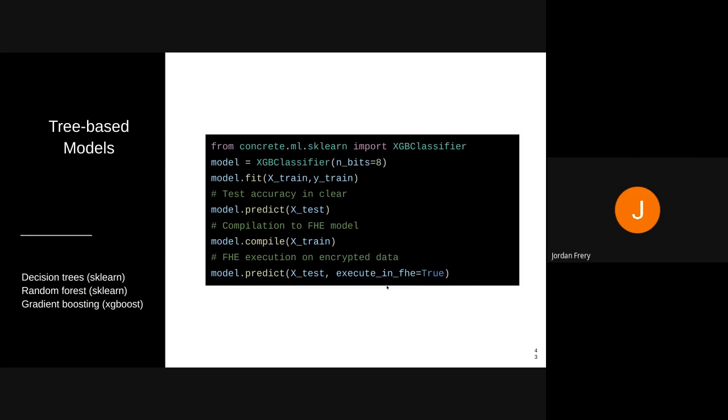by just simply setting the execute in FHE here, right? Of course, X-test here is not encrypted. It's just for debugging purposes for data scientists. But then, once you are ready, you can just split the client and the server and then deploy, basically.